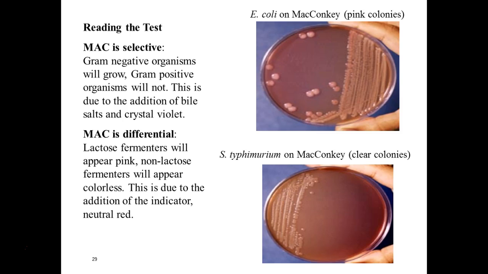This media then can go one step further. Once you've selected for your gram-negatives, you can ask an additional question about these gram-negatives. Of course, only the gram-negatives, because we did what to the gram-positives? We killed them, so we can't ask any more questions of them, right? They're dead. So our gram-negatives, on the other hand, though, there is lactose in this media.